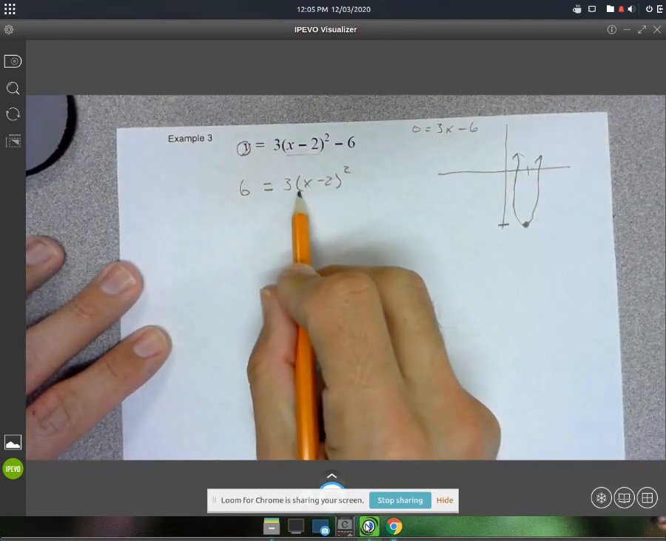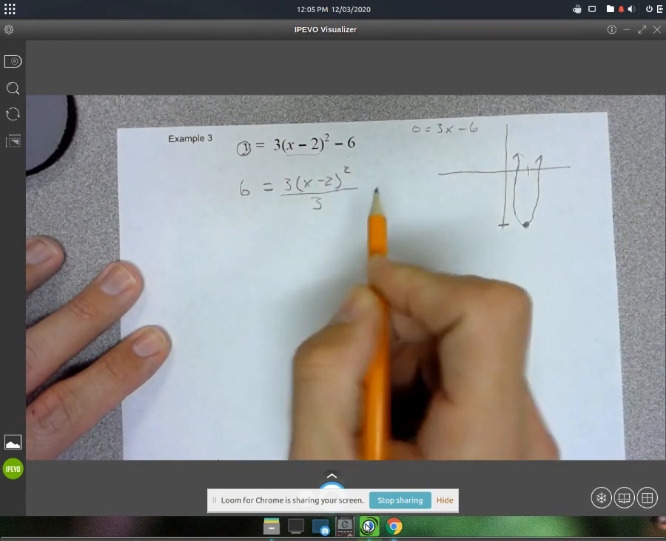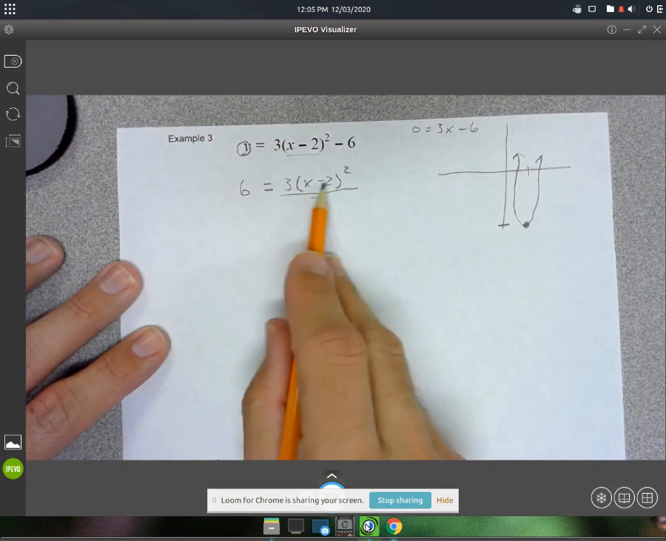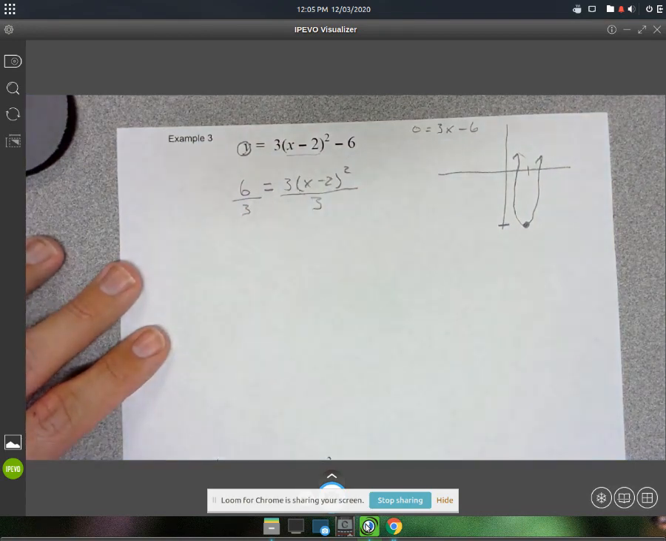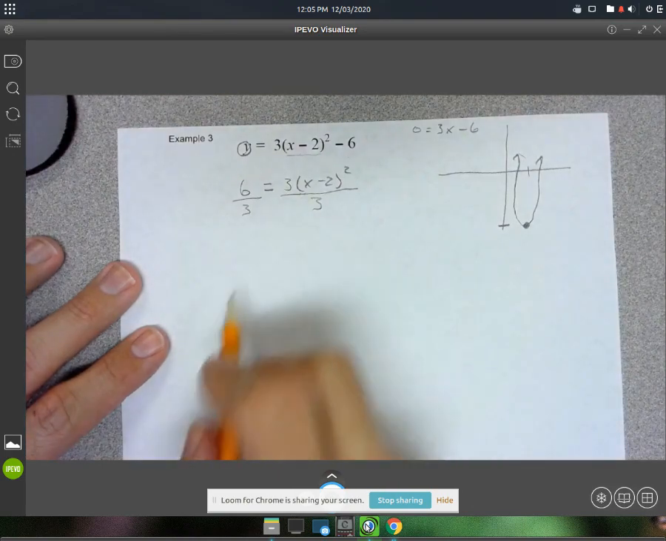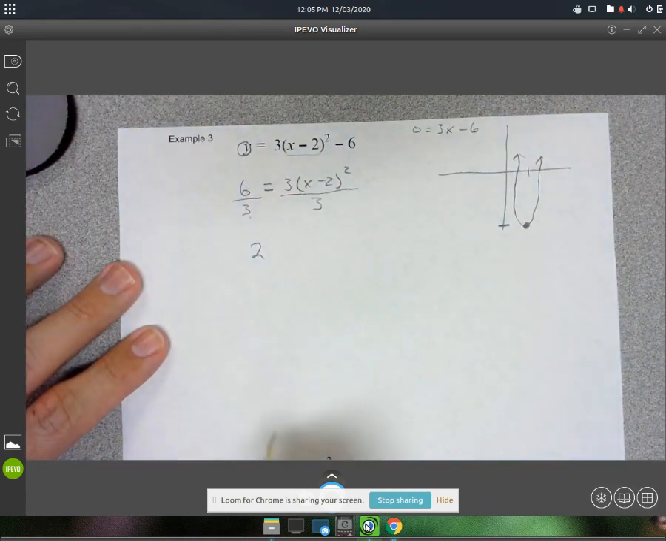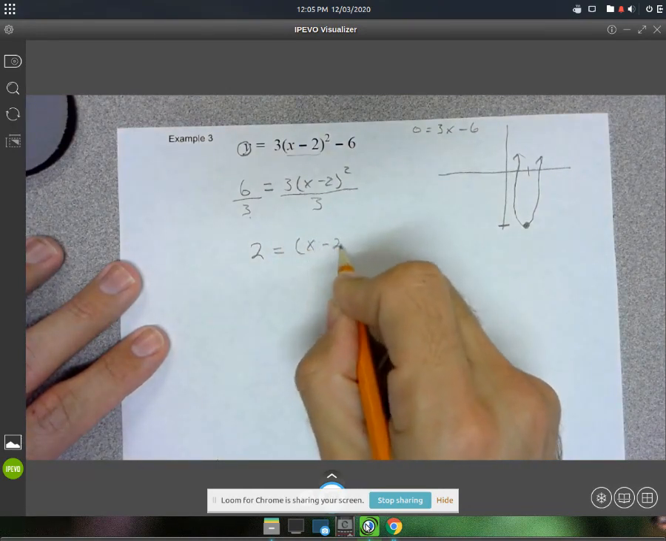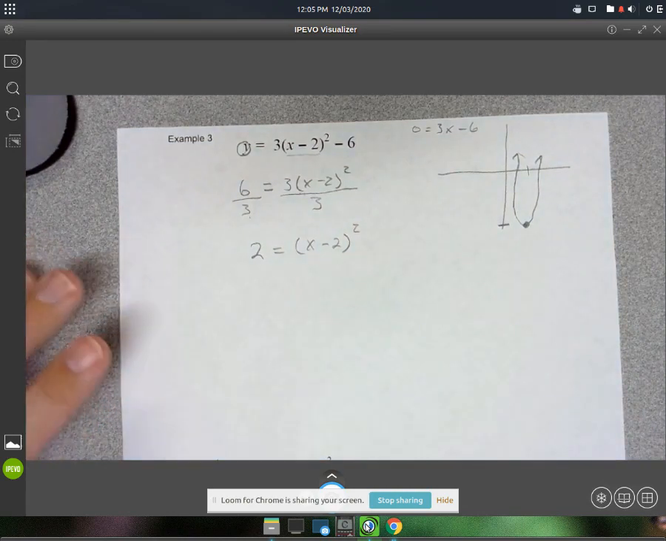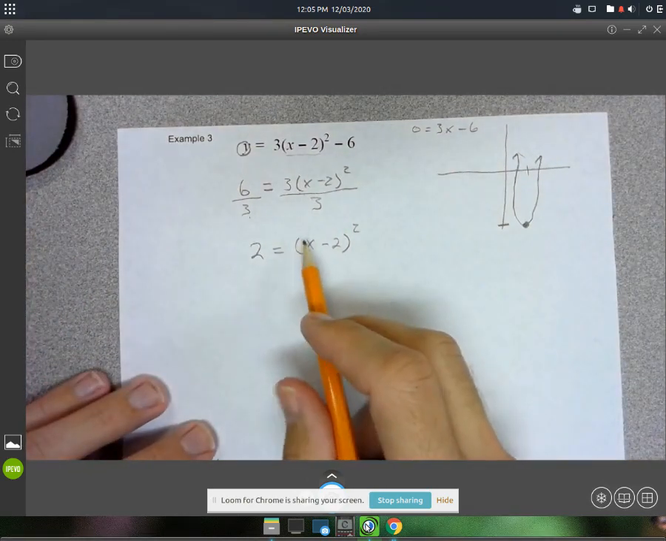So we want this by itself, but to do that, we got to get rid of that 3. And that 3 is connected to the parentheses by multiplication. So we're going to divide to get rid of it. 3's cancel. 6 divided by 3 is 2. And we just get this x minus 2 squared business here. All right, we're going to square root both sides.